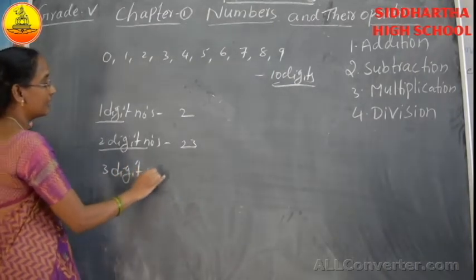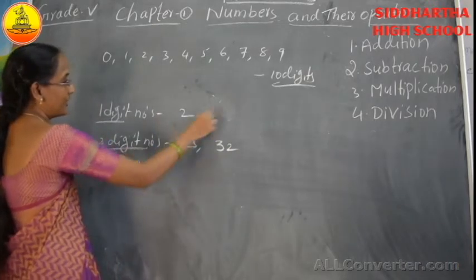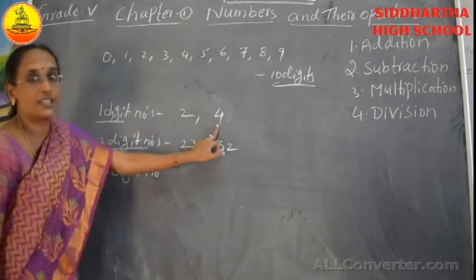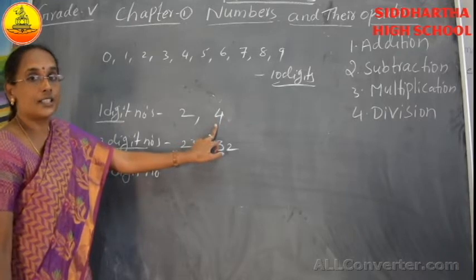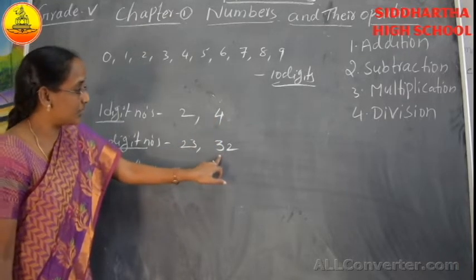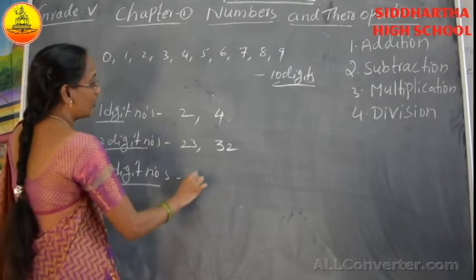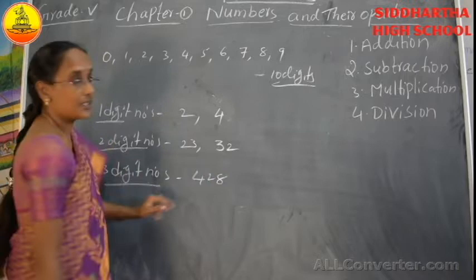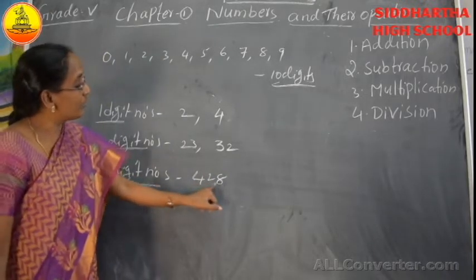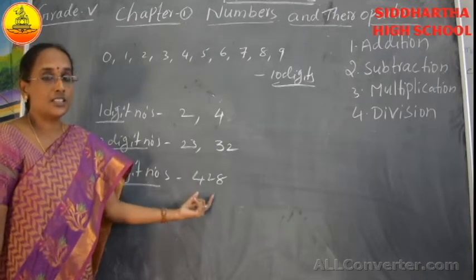3 digit numbers. Now 4, 32, 428. Here I selected 4, it is a single digit, so it is called a single digit number. Here 32 has 2 digits, so it is called a 2 digit number. 3 digit numbers: I selected 4, 2, 8, 3 digits, and written as a group. So this is called a 3 digit number.